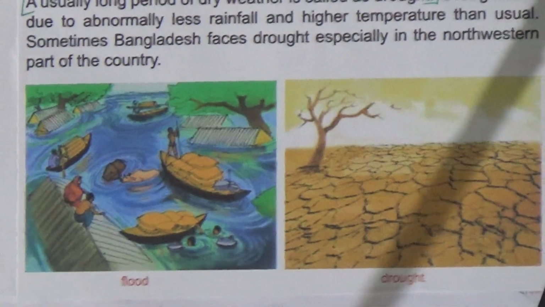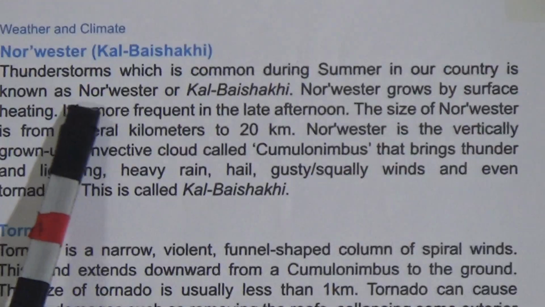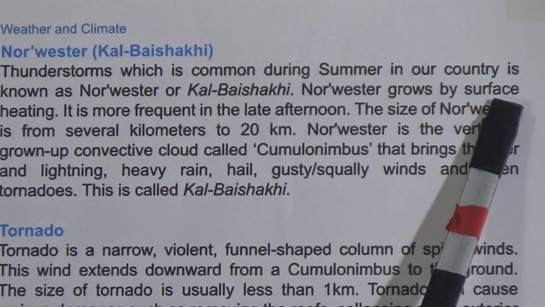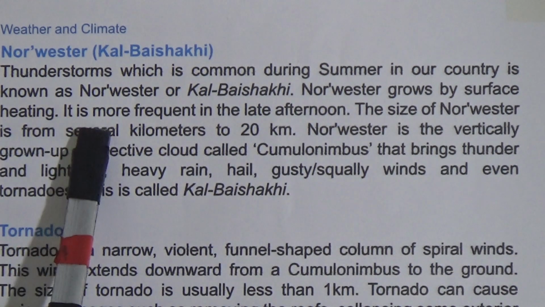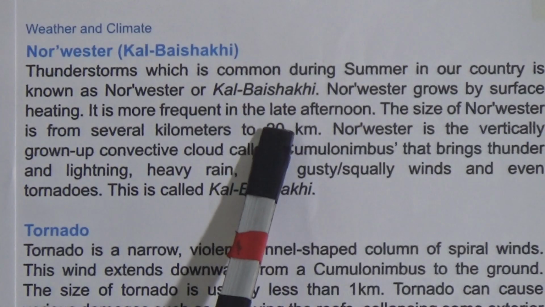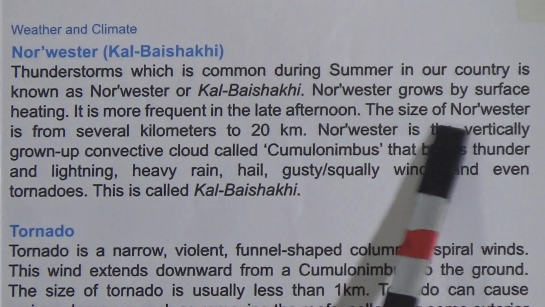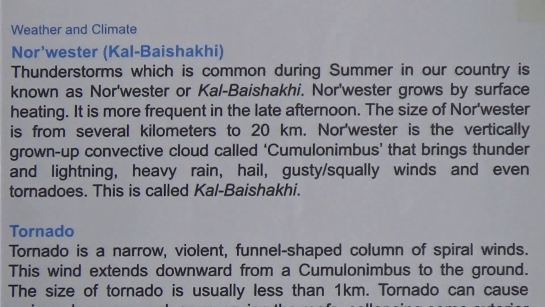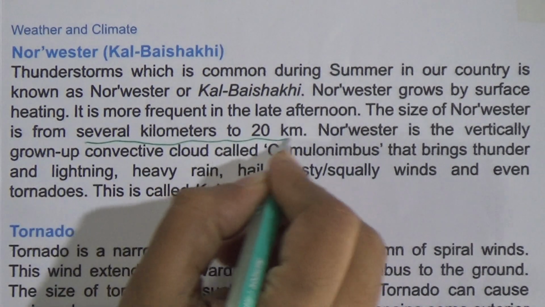Now come to the nor'wester or kalboishaki. Thunderstorm, which is common during summer in our country, is known as nor'wester or kalboishaki. The nor'wester grows by surface heating. It is more frequent in the late afternoon. The size of a nor'wester is several kilometers to 20 kilometers. That portion you have to remember.